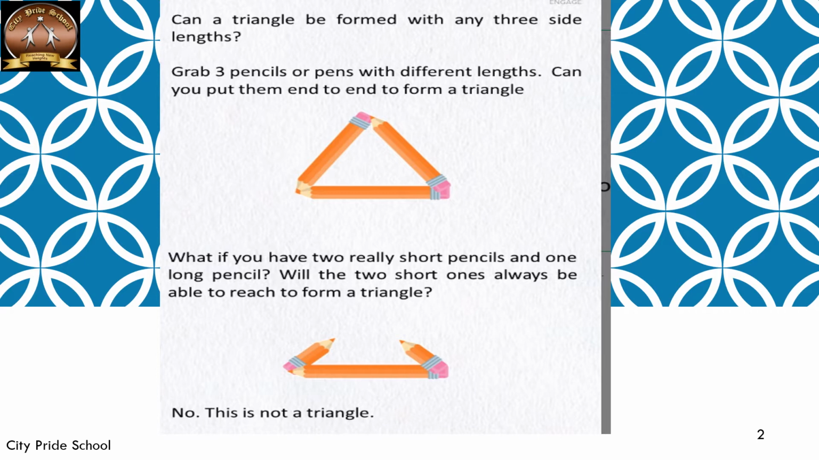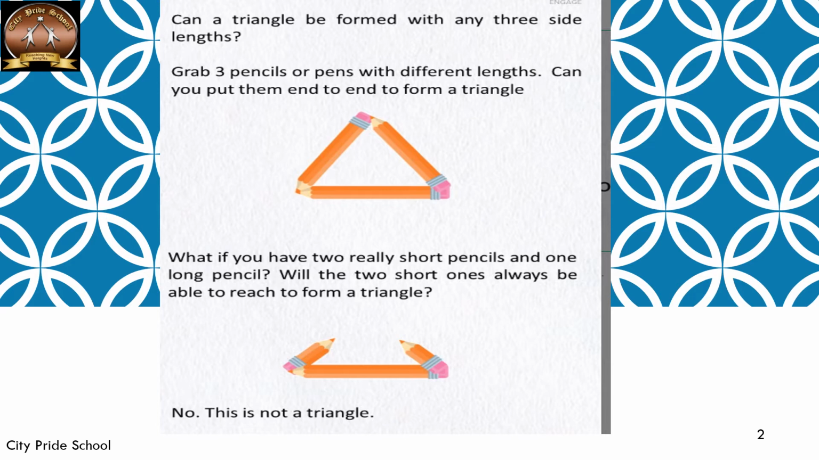If you observe this figure neatly, you can see that two pencils are short over here. So will they form a triangle? Obviously, they won't form any triangle, right? So what do you think? What is the property of a triangle? It is related to the lengths of the three sides of a triangle.